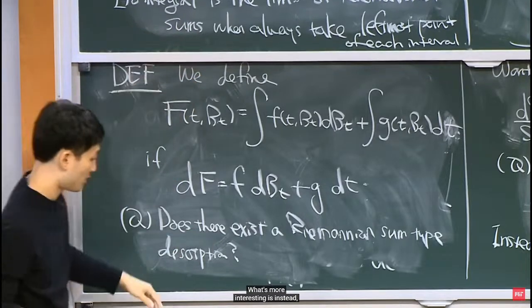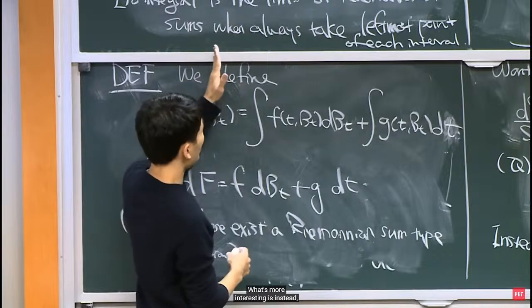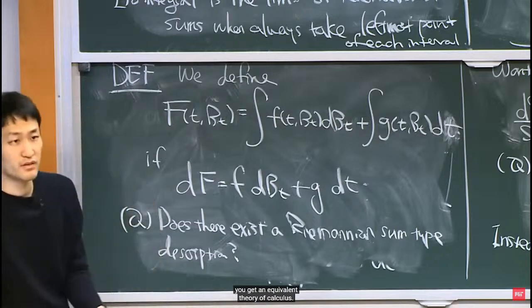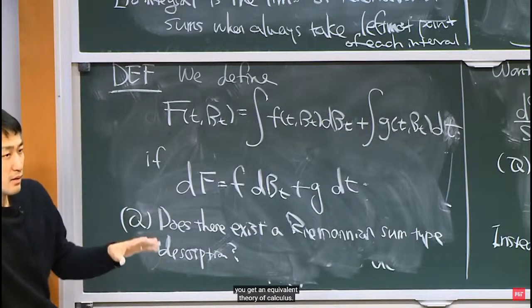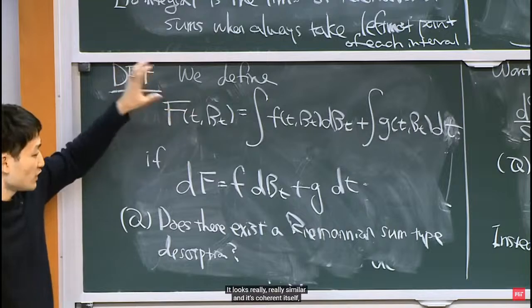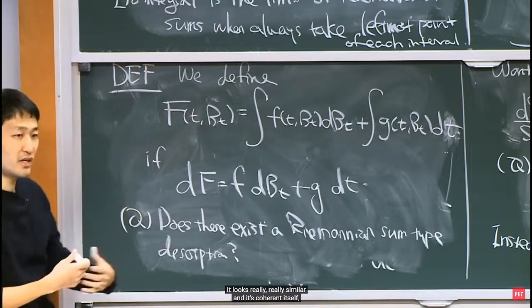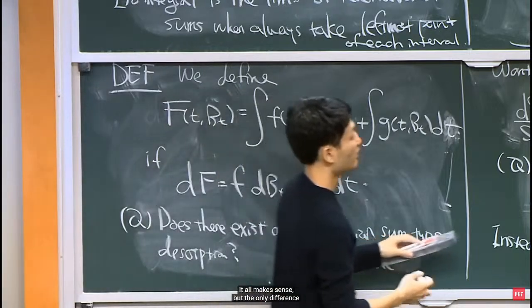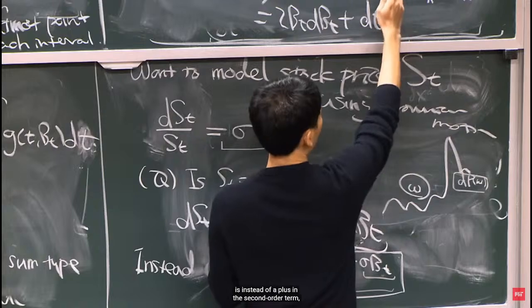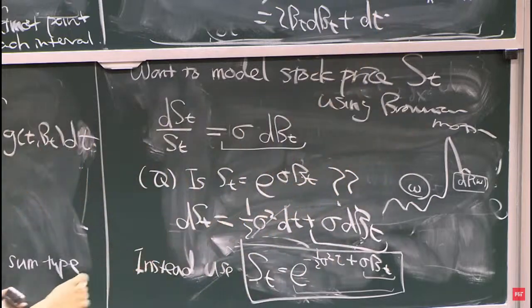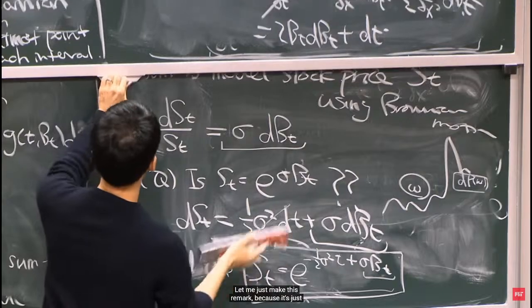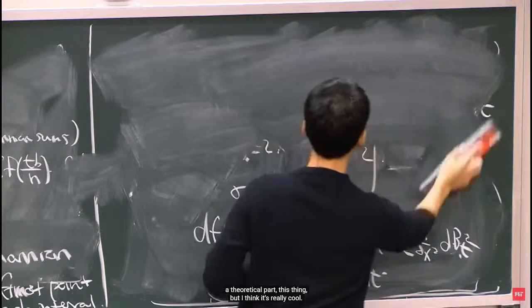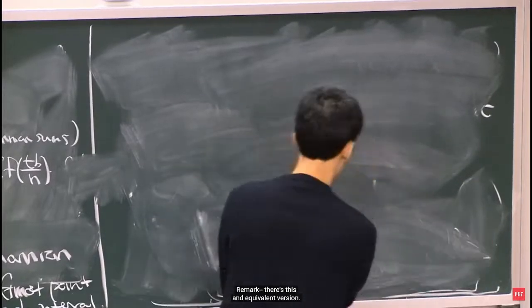What's more interesting is what happens if you take the rightmost point all the time. You get an equivalent theory of calculus, just like Itô's calculus. It looks really similar, and it's coherent in itself, so there's no logical flaw in it. It all makes sense, but the only difference is that instead of a plus in the second order term, you get minuses. Let me make it a remark, because it's just a theoretical thing, but I think it's really cool.